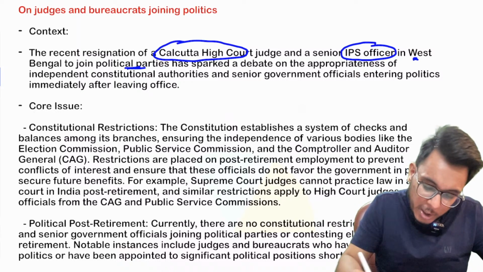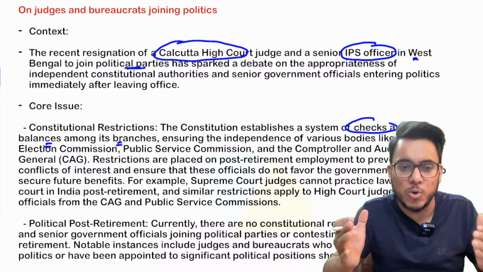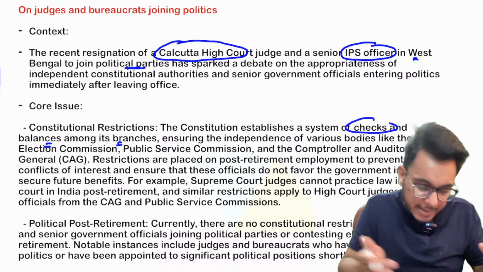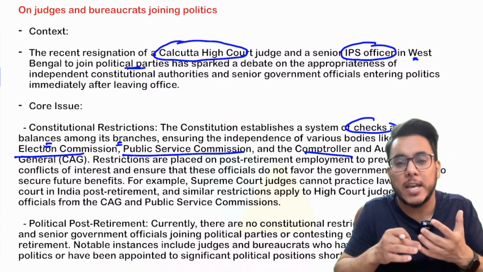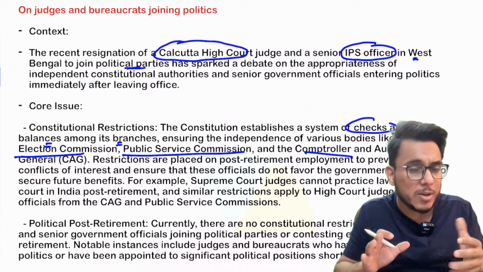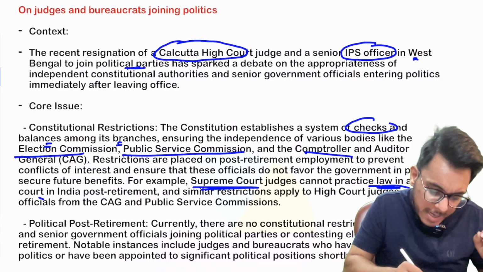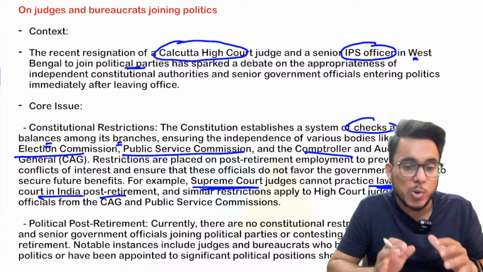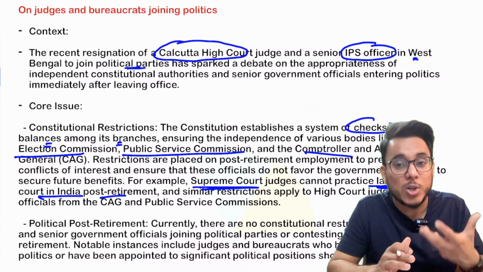First of all, the Constitution establishes a system of checks and balances among the branches. The legislature will make law, the executive will execute law, and the judiciary will ensure that everybody is doing their duty properly. Many bodies are there, for example the Election Commission, the Public Service Commission, and the CAG. Their independence is ensured by giving them fixed tenures, financial autonomy, etc. Restrictions are also imposed on certain post-retirement vocations. For example, Supreme Court judges cannot practice law in any court in India after retirement, because that might lead to certain concerns. If Supreme Court judges were allowed to practice after retirement, there might be some expectation of reciprocation.